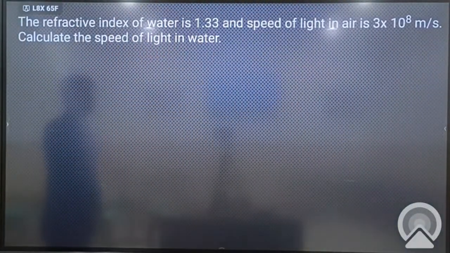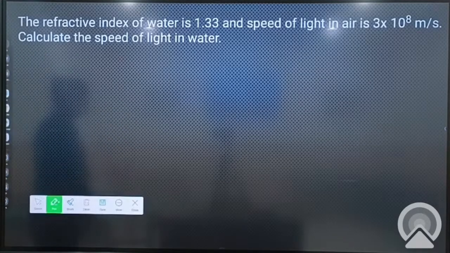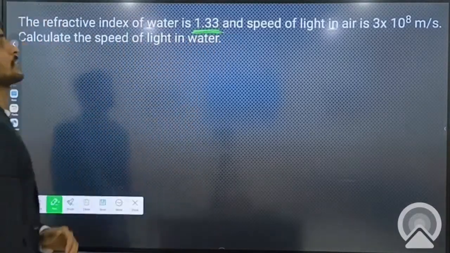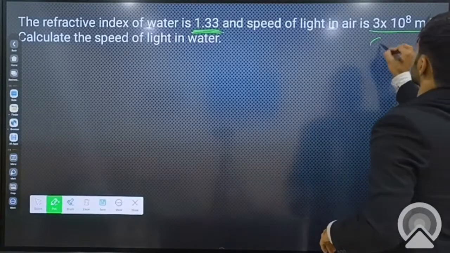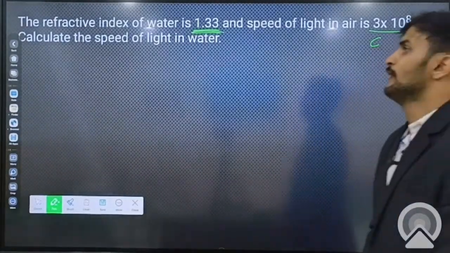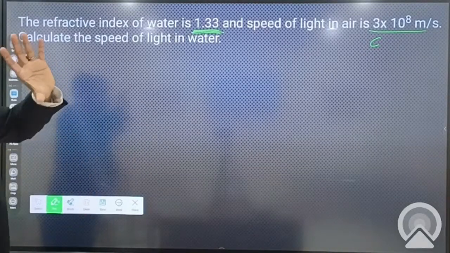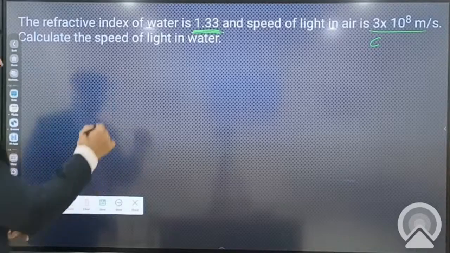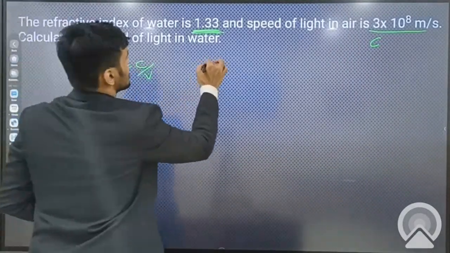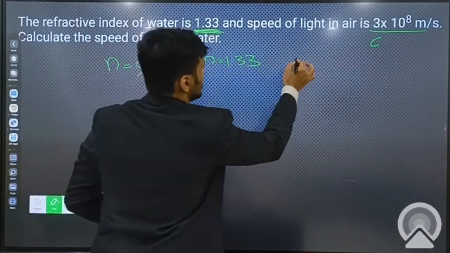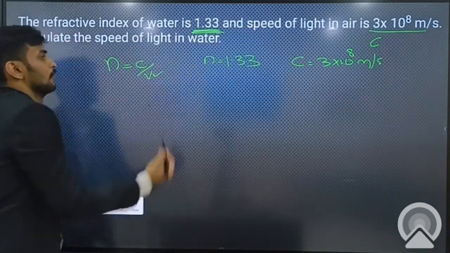Let's solve some problems. Listen guys, read the question. The refractive index of water is given, it is 1.33. And the speed of light in air is C. We have to find the speed of light in water. So what is the equation relating the speed of light with the refractive index? We know N equal to C by V. Here N is given, that is 1.33, and C is 3 into 10 raised to 8 meter per second. We have to find V.